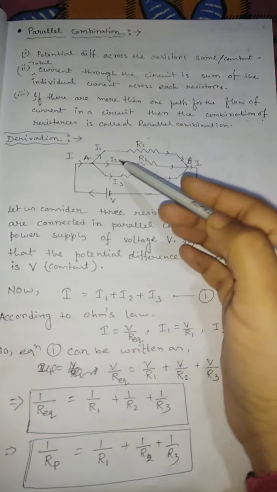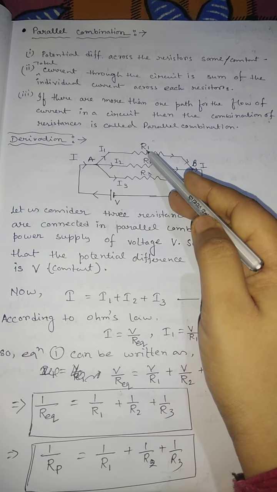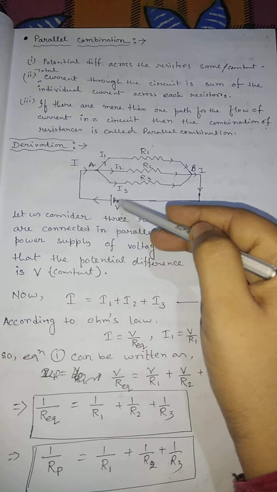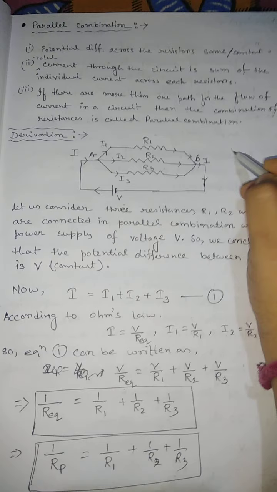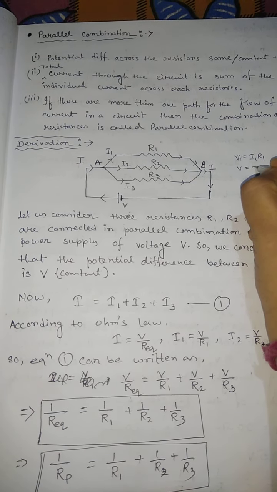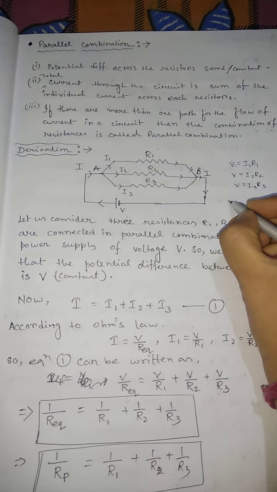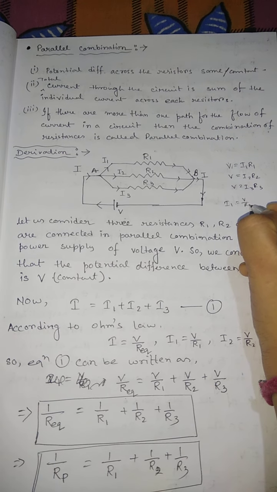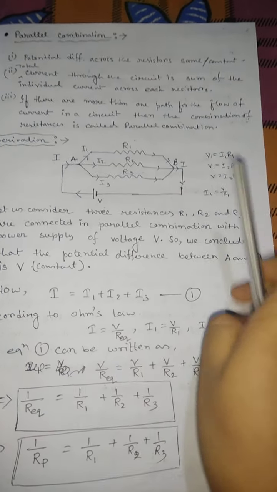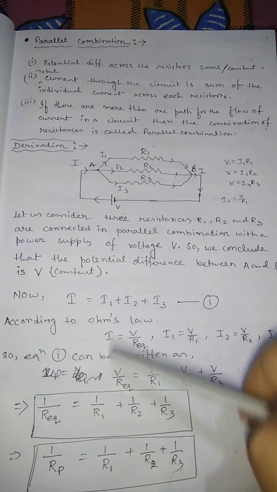Now if we apply Ohm's law here, we get V equals I1 into R1, V equals I2 into R2, because V is constant. So we can easily write V equals I1 into R1, V equals I2 into R2, V equals I3 into R3. From here we find I1 equals V by R1, I2 equals V by R2, I3 equals V by R3.